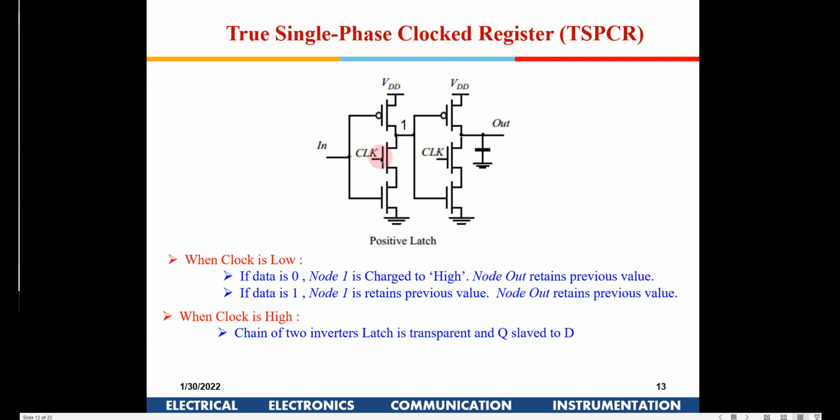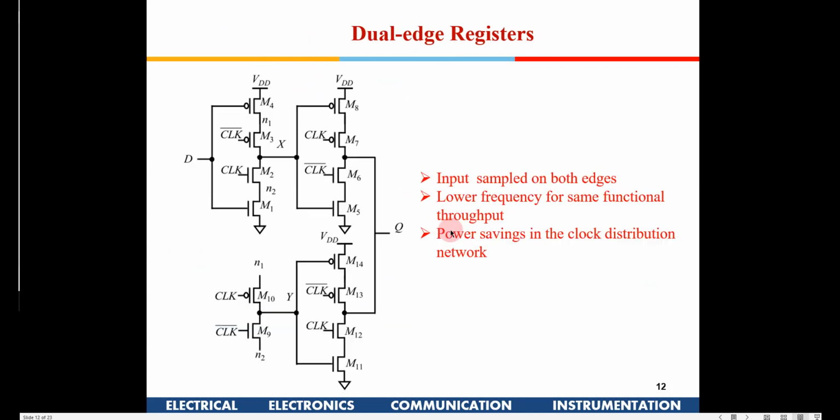Sir, can you explain the importance of the lower half of the circuit again? Let me go back here. Now let's see when the clock is low. When the clock is low here, this whole thing is in the off state. So just before the clock goes low, whatever data was available here will be sampled here and available at Q.